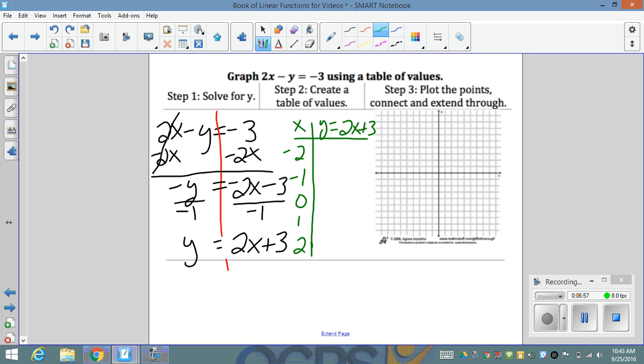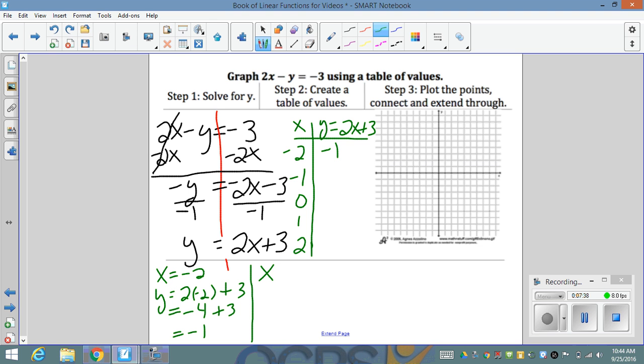What I'm going to do is take out the x and plug in negative 2. Take out the x and plug in negative 1. Take out the x and plug in 0, and so on. So I'm going to start with x equals negative 2. So my y will be 2 times negative 2 plus 3. Doing my arithmetic, negative 4 plus 3, which is negative 1. So my first point is negative 2 comma negative 1.